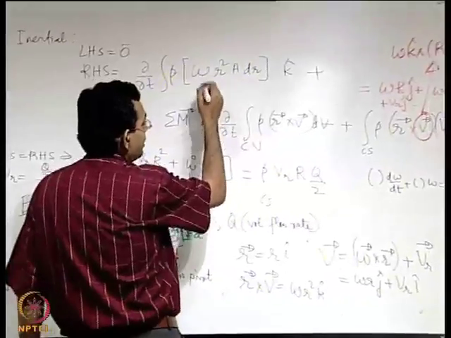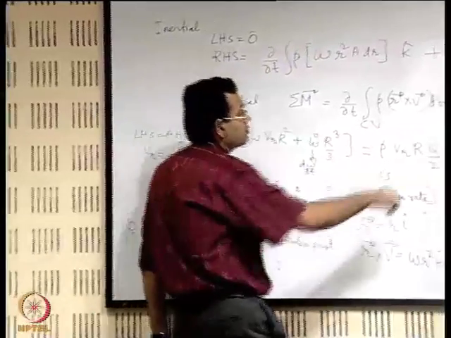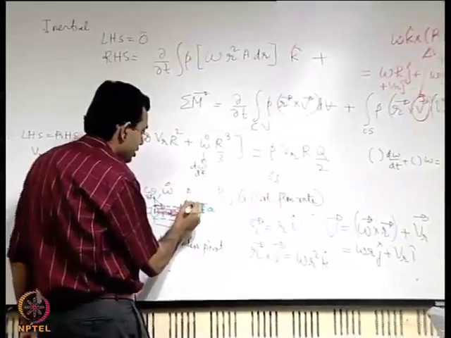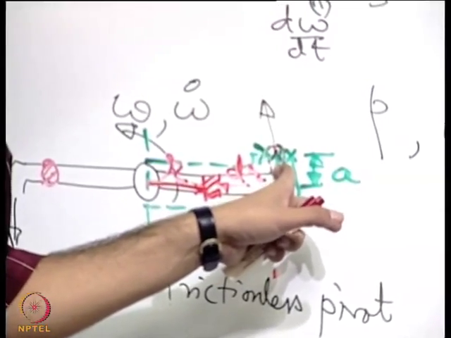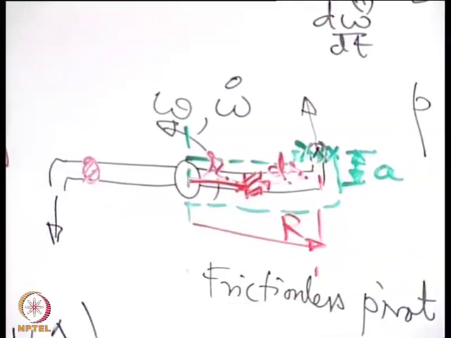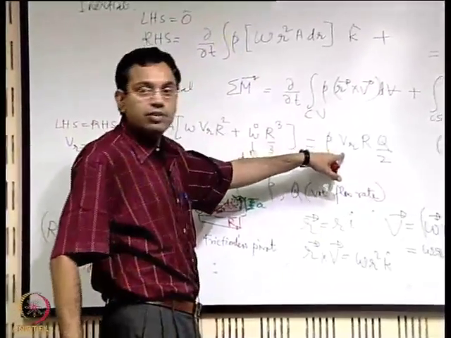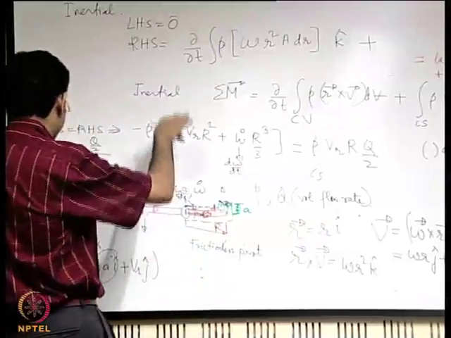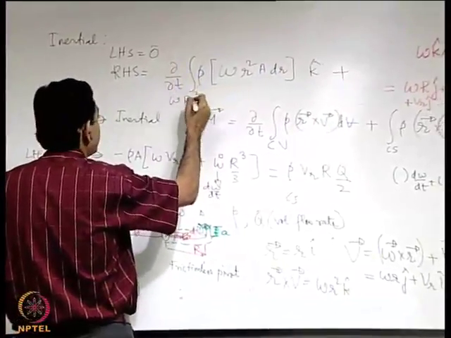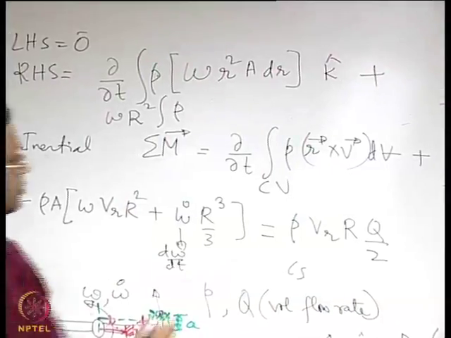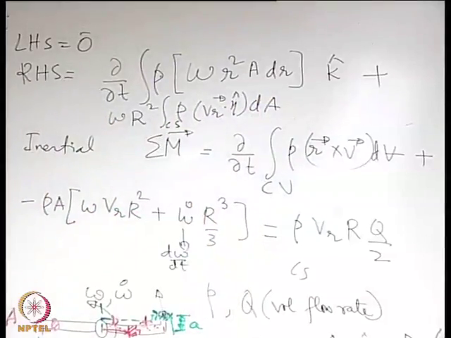So, the next term we will write. This is omega cross r, what is it? If you consider a point here, how do you consider a coincident point in the solid, plus the velocity of the fluid relative to that coincident point? Okay. That is the absolute velocity of the fluid. V r is V relative, yes. So, the same V r that we used in the previous method. So, the next term is omega r square, then integral of rho V r dot eta d a over the control surface with a k cap.